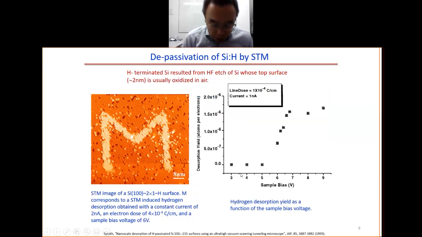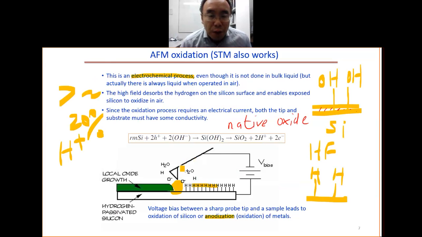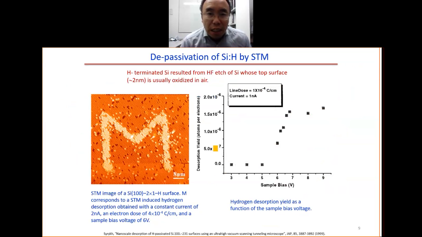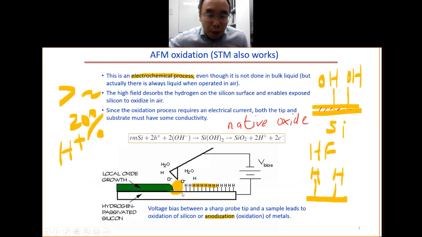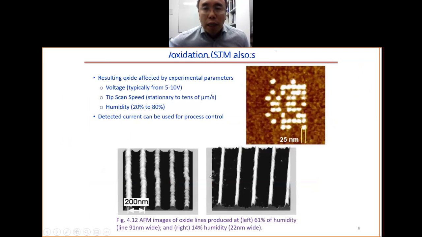But this process is not very efficient. So here is the example. You pass the current, electrons go from the tip to the substrate to dissolve the hydrogen. This is the desorption yield. The unit is number of atoms per electron. You can see it's 10 to the minus 6. That means we need about 1 million electrons in order to dissolve one hydrogen atom. So it's not efficient. You need to pass 1 million electrons from the tip to the sample in order to dissolve one hydrogen atom.